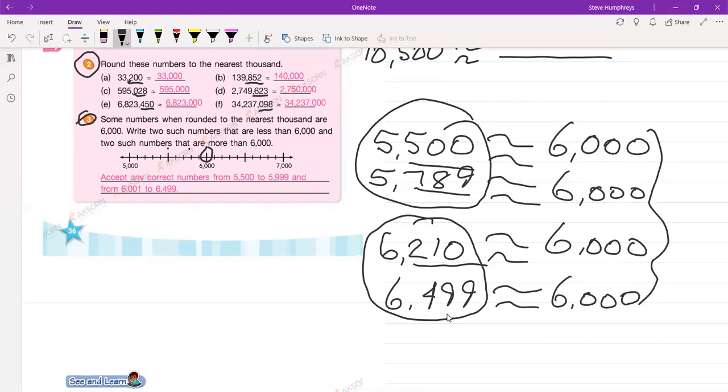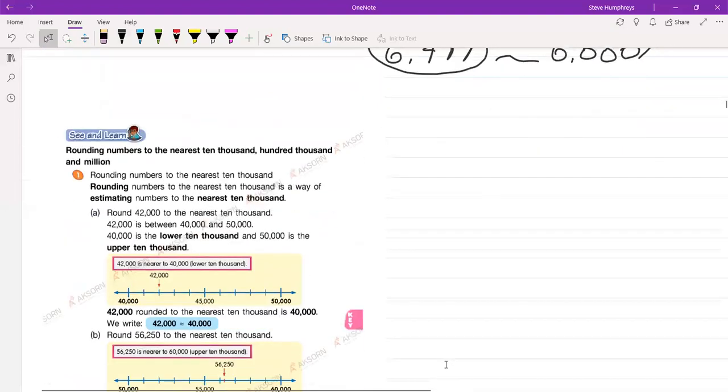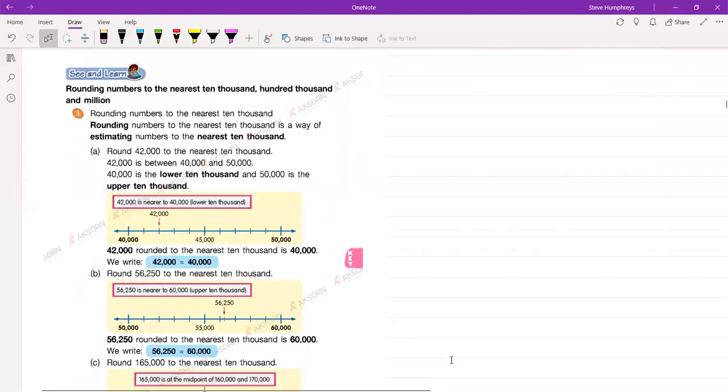Okay, let's move on. We're still rounding numbers. Now we're going to look at even bigger numbers. It gets a little more complicated. Okay, go to page 37. We're now going to look at rounding numbers to the nearest 10,000, 100,000, and million.